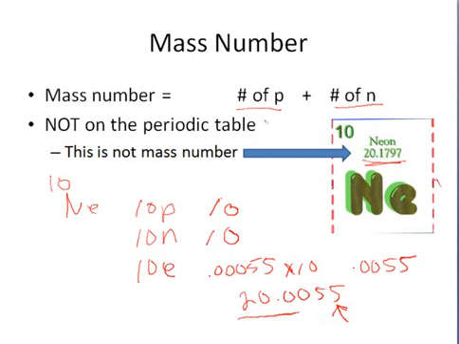So what we're saying is the electron mass is insignificant compared to the mass coming from the protons and neutrons. So the mass of the atom is only considered to be the mass of the protons plus the neutrons.